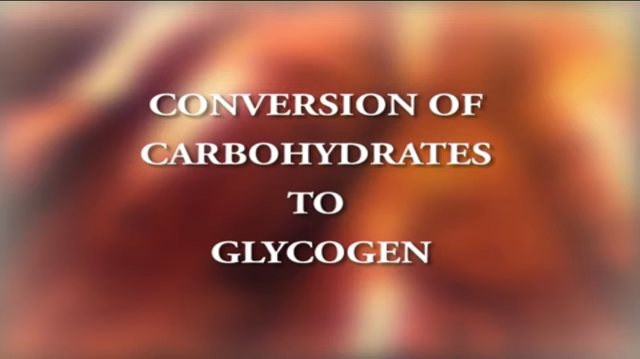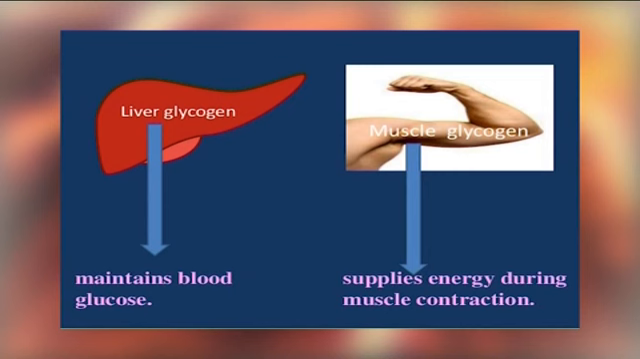The complete oxidation process of one molecule of glucose yields 36 ATP molecules, 6 molecules of carbon dioxide and 6 molecules of water. Let us try to understand the process of conversion of carbohydrate to glycogen. Consumption of excess carbohydrate through the diet is known to be converted into a reserve form of energy known as glycogen. Both liver as well as muscle synthesize glycogen from the excess amount of glucose.